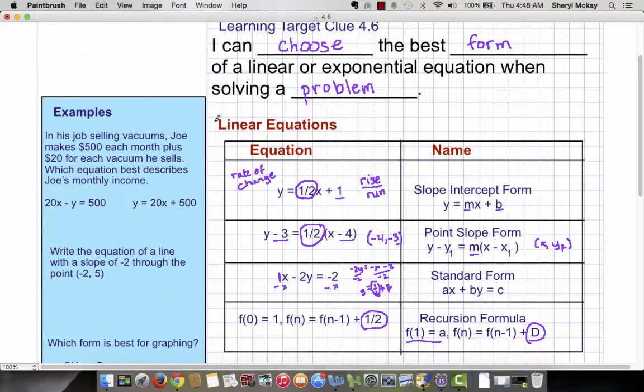So, in his job selling vacuums, Joe makes $500 each month plus $20 for each vacuum he sells. Which equation best describes Joe's monthly income? Is it 20x minus y equals 500, or is it y equals 20x plus 500? Which one best describes it?